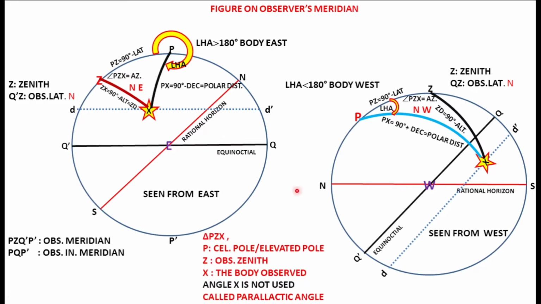There is the PZX triangle: P the pole, the elevated pole, Z your zenith, X the body we are observing. And as you can see, all the 5 parts of this triangle are in use. The only angle we are not using is angle X. It is not used in navigation and it is called the parallax angle.